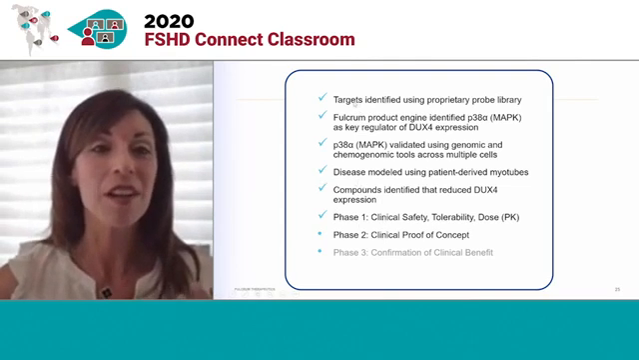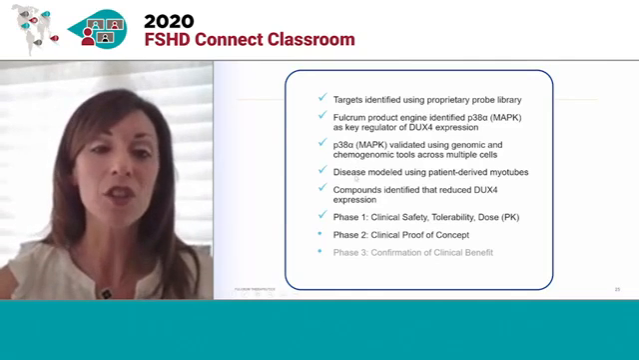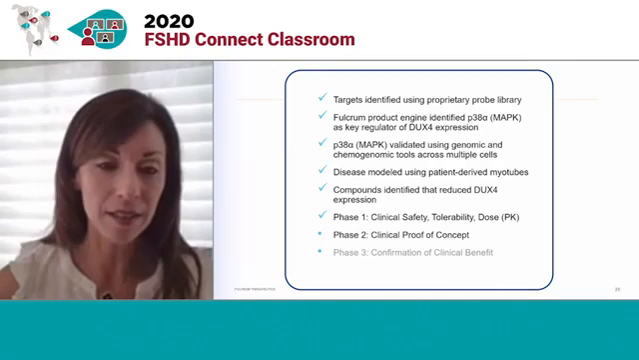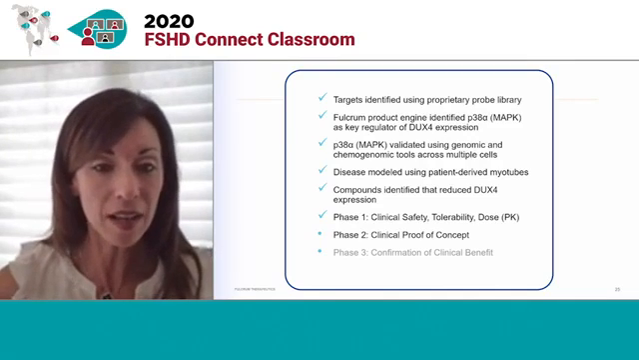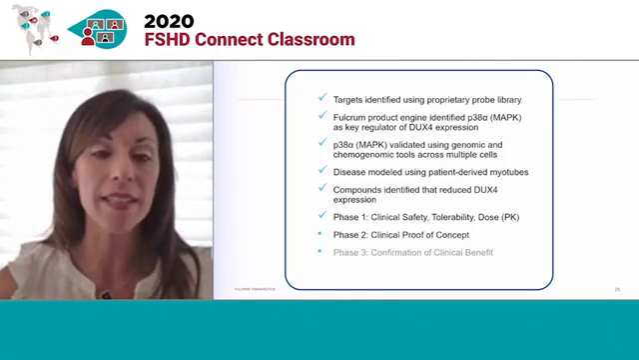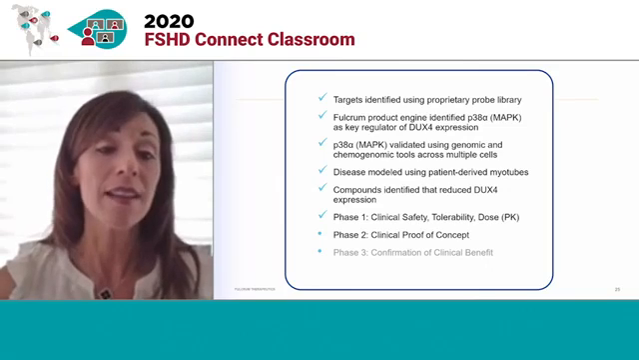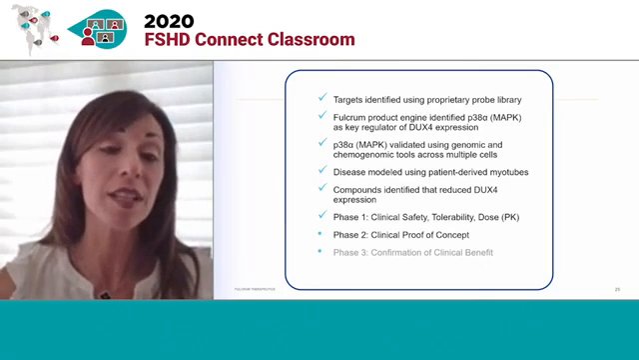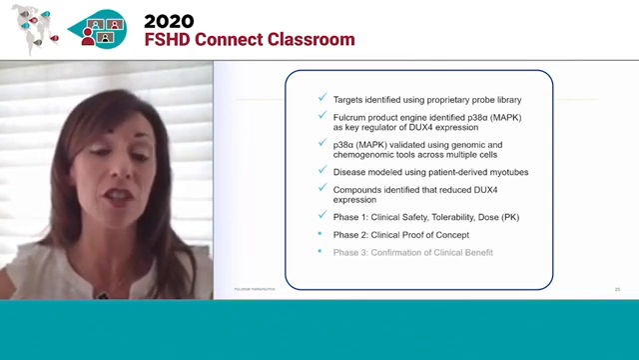As I said, we've identified the target as P38 alpha. We validated that target. We've looked at this in cellular models. We've also identified a compound that works through the P38 inhibition to reduce DUX4 expression. We were able to look at safety, tolerability, and confirm our dose in our phase 1 study. And now we are at our phase 2 study, which is really clinical proof of concept, showing that how you think your drug may work in the human body is actually what it is doing.